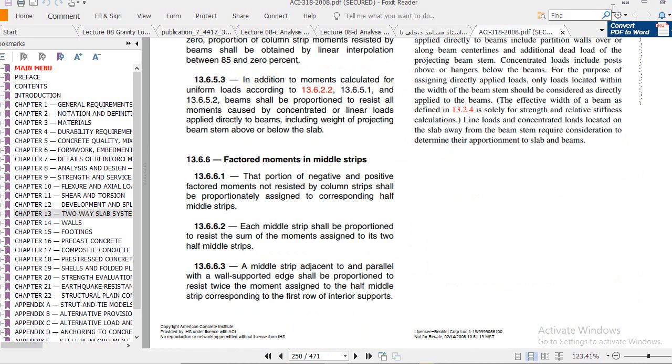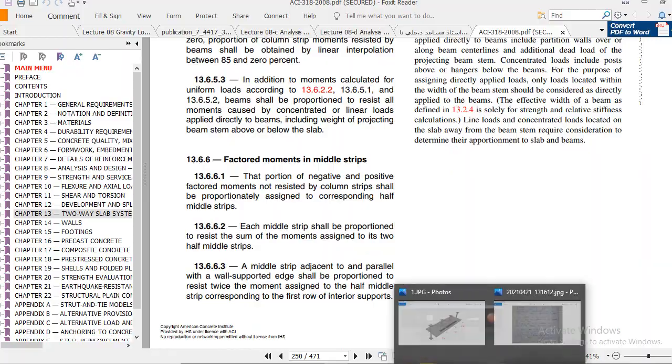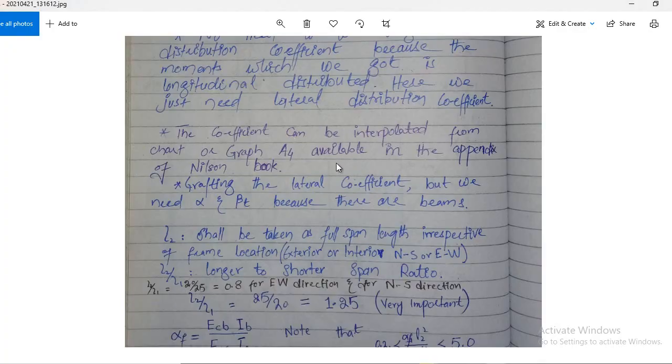Now, what we have next is that we have to use graph F4, and from that graph F4 we will find those coefficients.